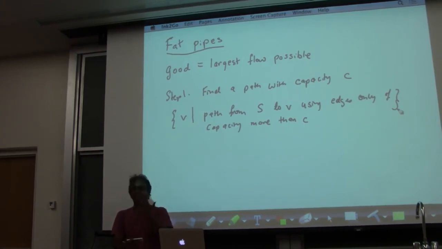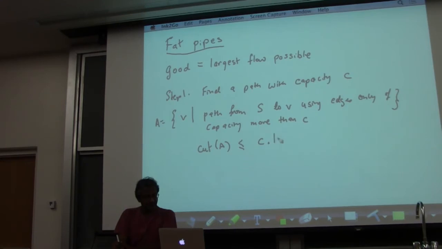Because this is the cut set, and there are at most E of them. Right? Okay. So what we're saying is that the cut value, so let's call this set A, the cut value is less than or equal to C times E, where E is the number of edges in the graph. E is the set of edges in the graph.